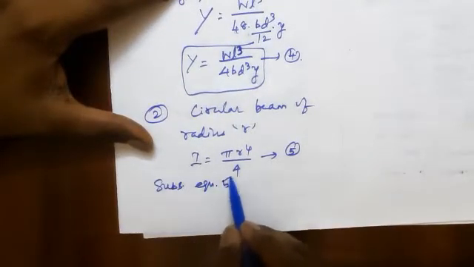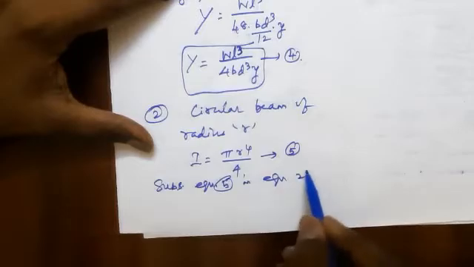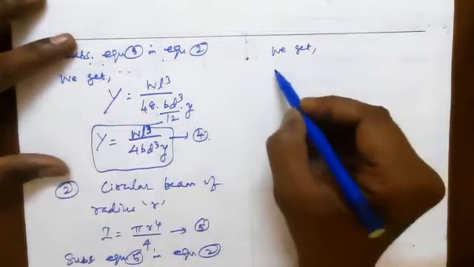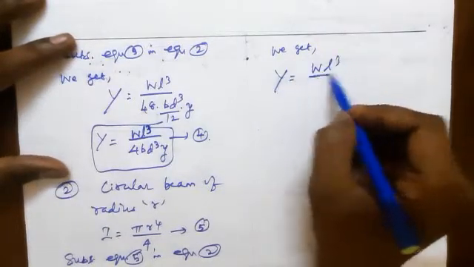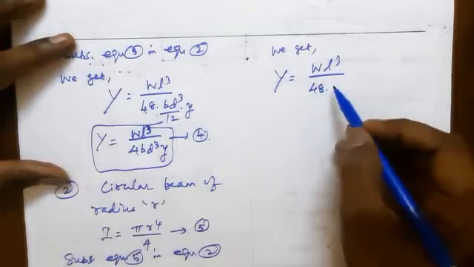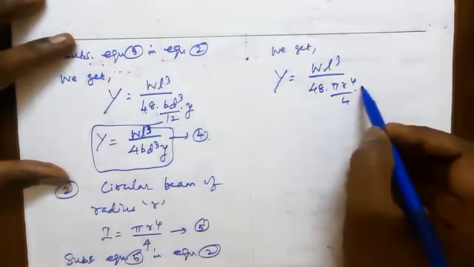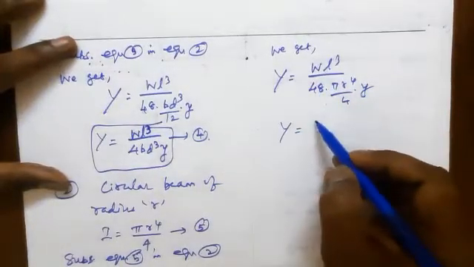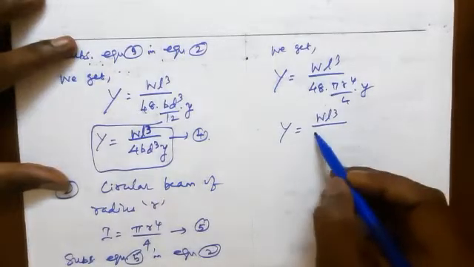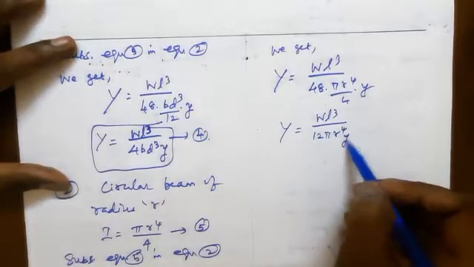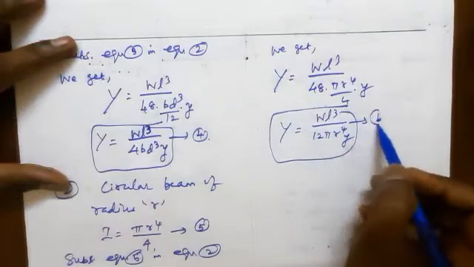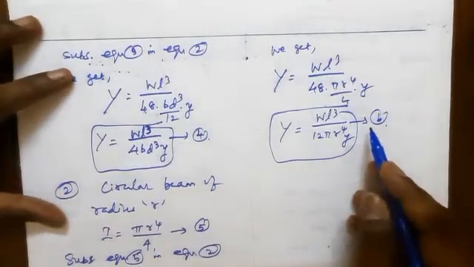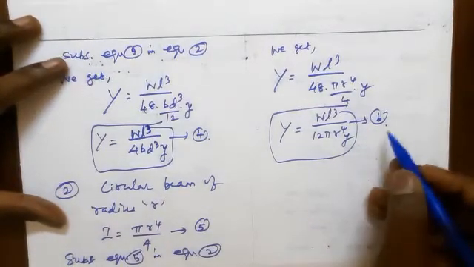Substitute equation 5 in equation 2. We get capital Y equal to WL cube divided by 48 into pi R power 4 divided by 4 into small y. We simplify this equation, we get Y equal to WL cube divided by 12 pi R power 4 into small y. Equation number 6. This is the equation for Young's modulus of a circular beam using non-uniform bending method.